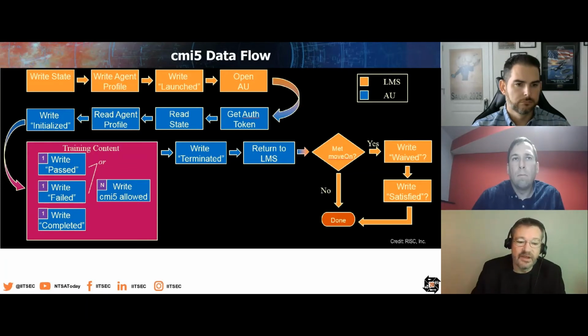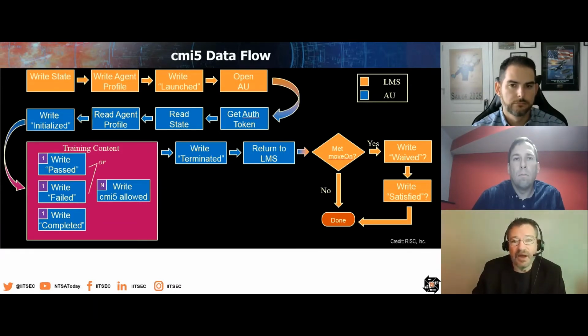When the student is done with the content and is ready to exit, the content writes a terminated statement. It then returns control to the LMS, and we're back on the LMS side of the house. So there's a satisfaction criteria that we mentioned earlier. It's called the move on criteria in cmi5. So the LMS has to determine at this point, did I see the correct statements that allow me to say that this module has been satisfied? If so, it can send a satisfied statement for the assignable unit, although presently that is not required. And then it has to perform roll-up activities. And we'll talk about that more on another slide.